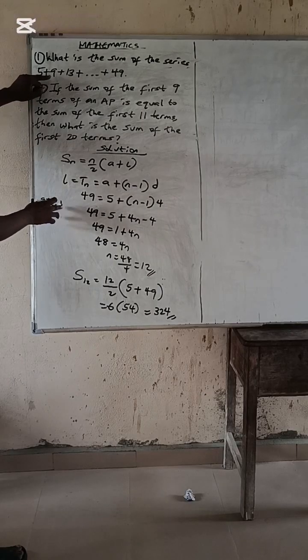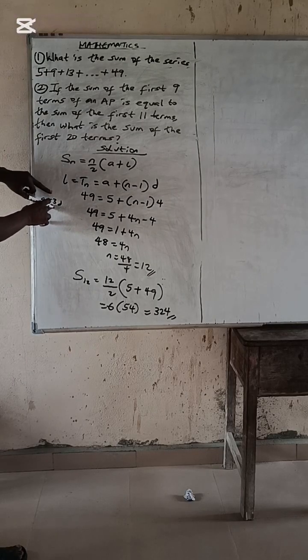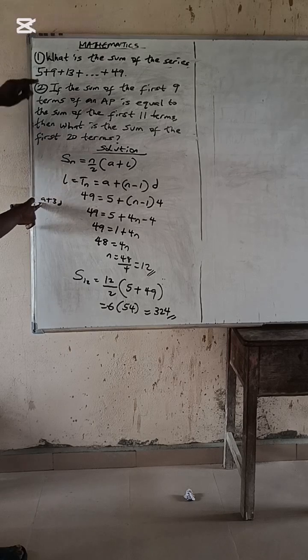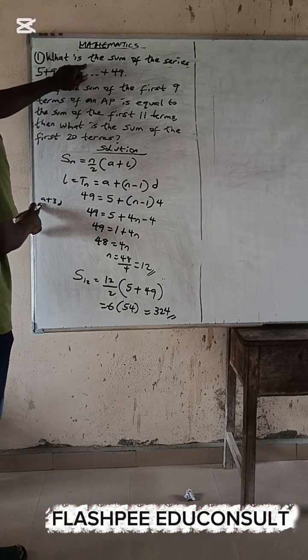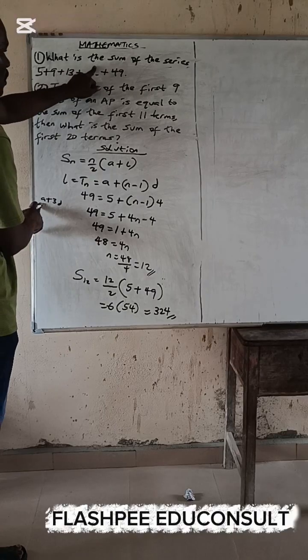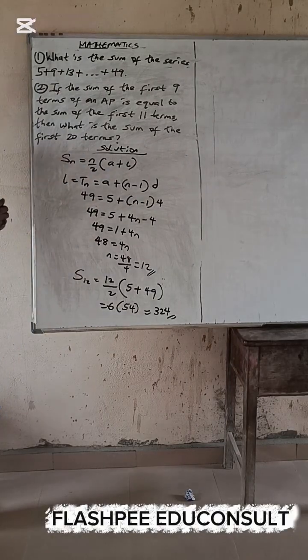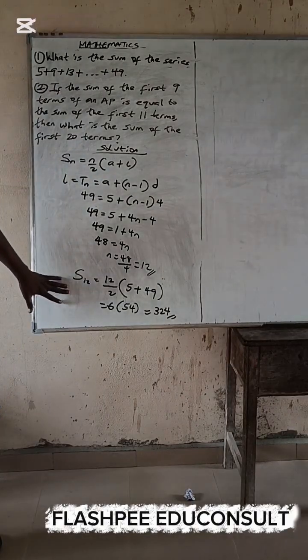D is 4. So 4 times 3 will give us what? 12. 12 plus 5 will give us 17. Which means moving from 5, 9, 14, the next one will be 17. You add 4 to that 17, you have 21, and so on and so forth. But this is the best way for you to get the sum of the nth term.